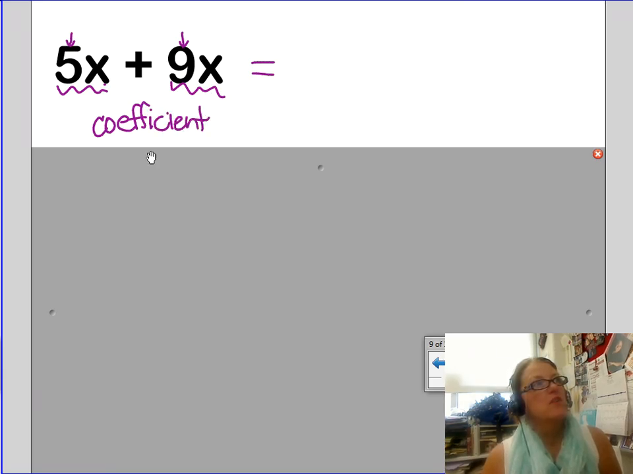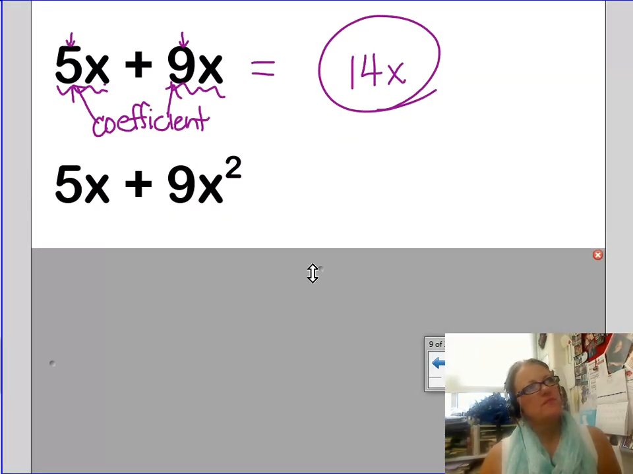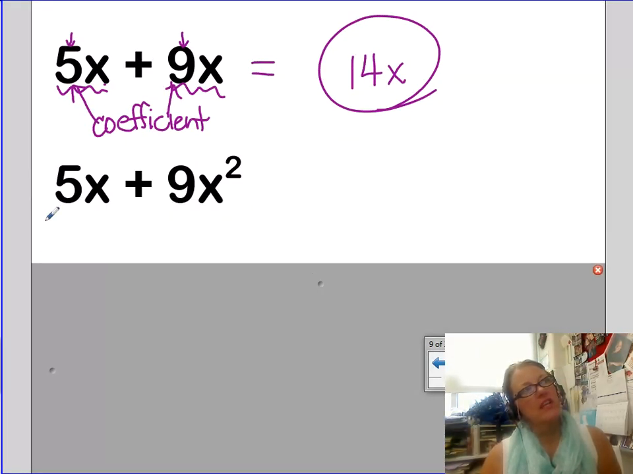Coefficient means that's the number that's multiplying your variable. Okay, so all you have to do is add 5 and 9, 14 x's. It's kind of like saying 5 teddy bears and 9 more teddy bears make 14 teddy bears. Or 5 chocolate bars and 9 chocolate bars make 14 chocolate bars. There you go.